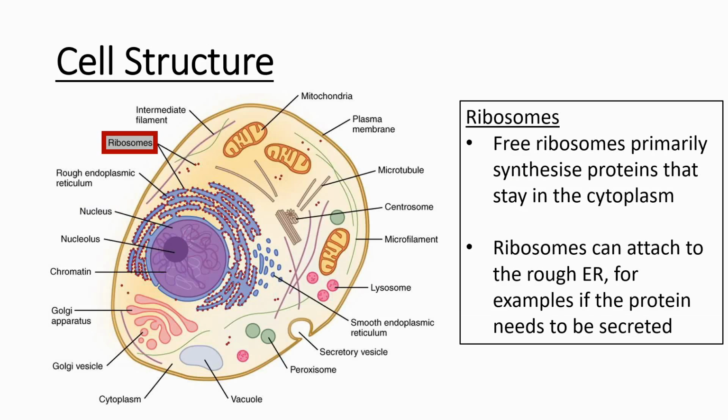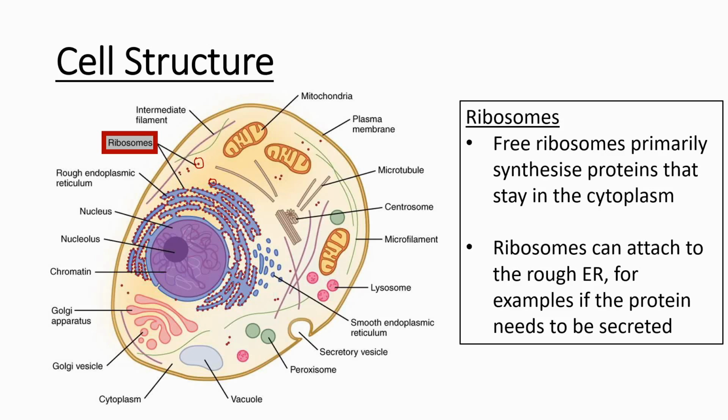Now, there are 2 classes of ribosomes. The free ribosomes, as we can see here, are not associated with anything. They are floating around in the cytoplasm. And ribosomes that are associated with the rough endoplasmic reticulum, or rough ER, as shown here. Now, ribosomes are not permanently associated with the rough ER. They can associate and disassociate.